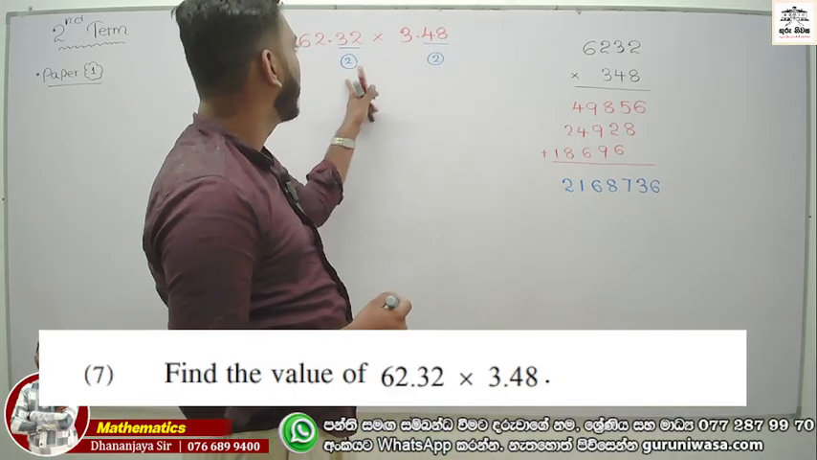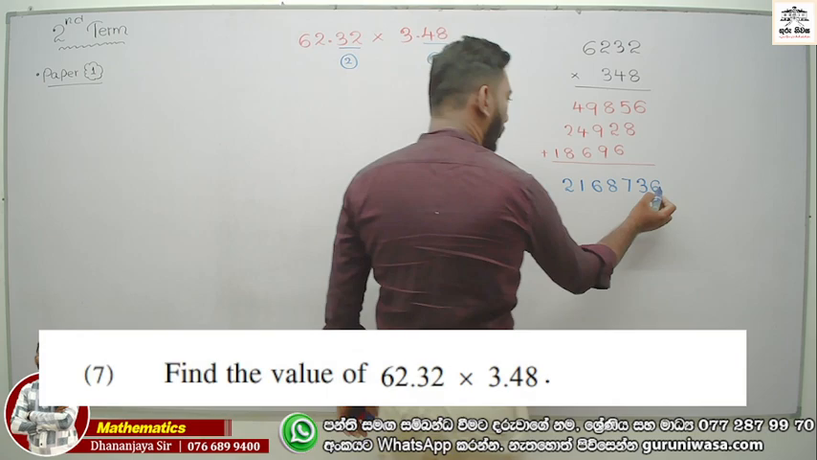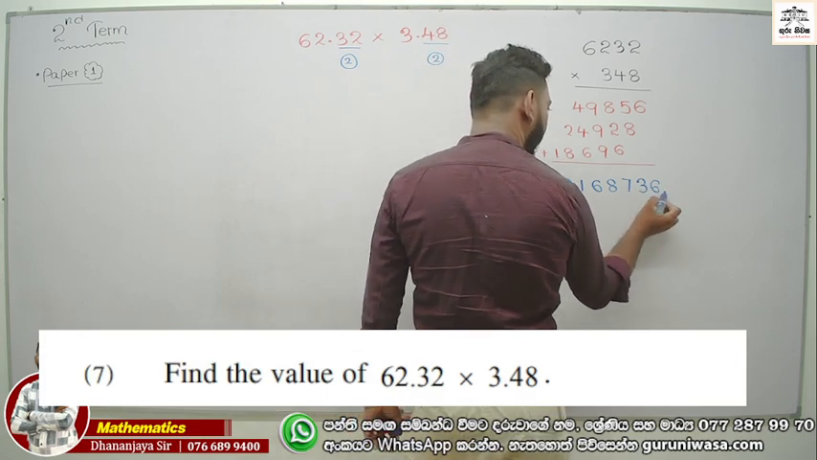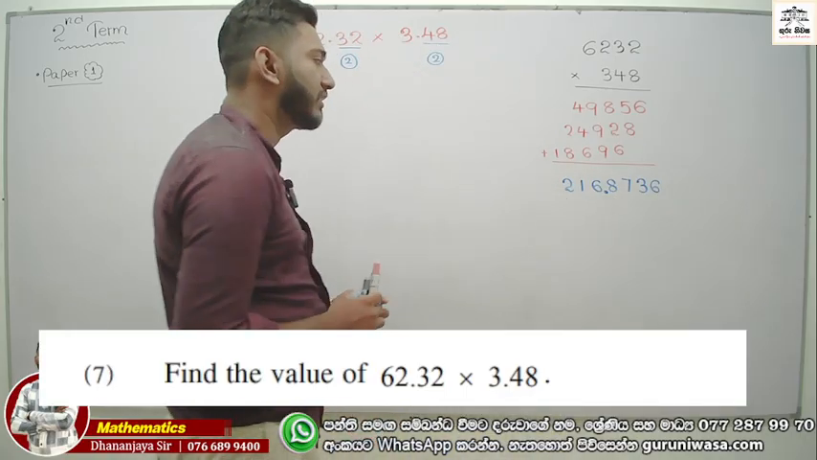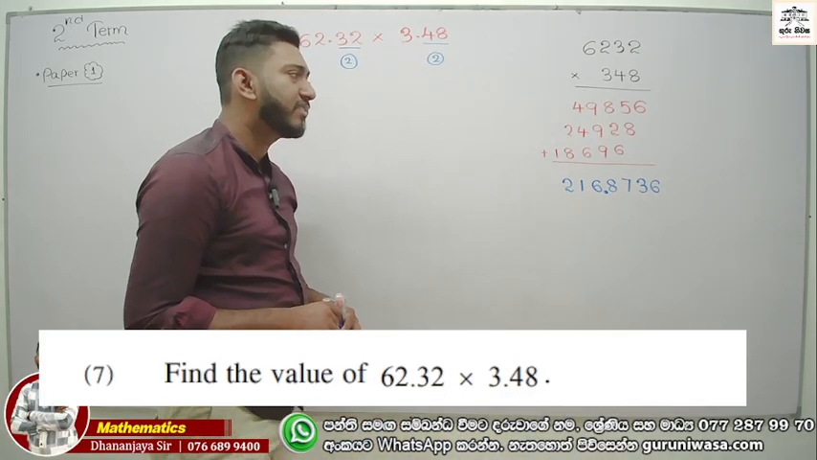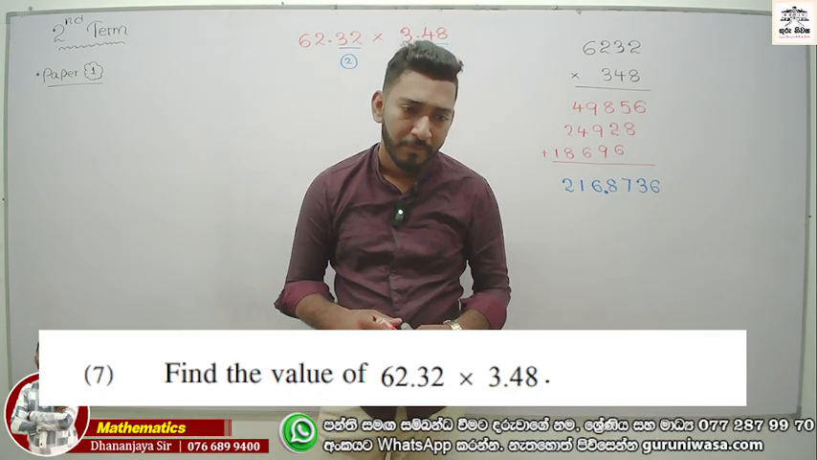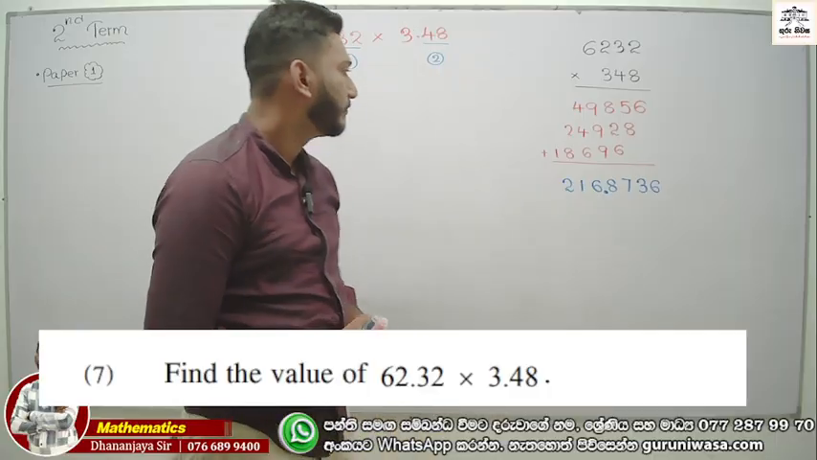Now there are 4 decimal places 1, 2, 3, 4. Skip the 4 digits. Then the answer becomes 216.8736. Full marks. Well done.